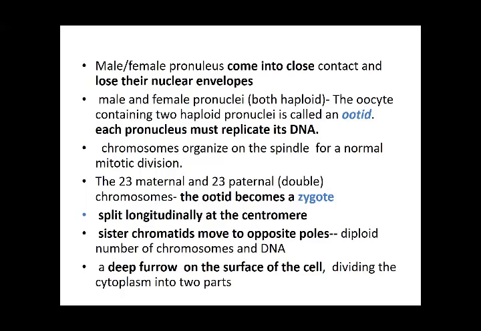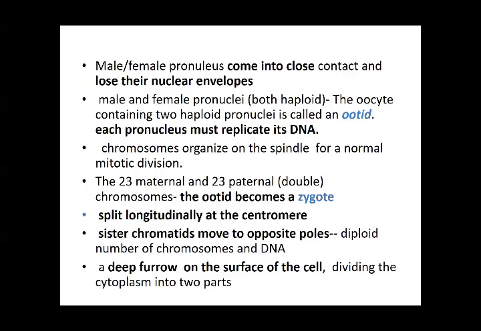This meeting of both haploid male and female structures is called an ootid. Each pronucleus must then replicate its DNA. Then the chromosomes organize on the spindle for a normal mitotic division, 23 maternal, 23 paternal. The ootid becomes a zygote.